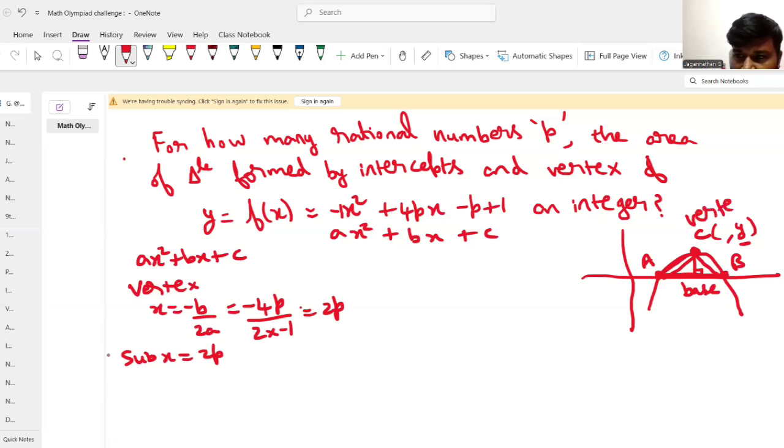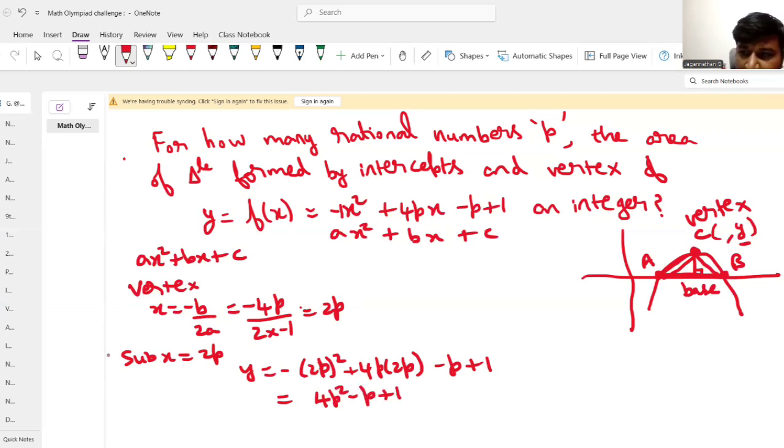So my point C is my vertex. See what's happening: y equal to minus of 2p the whole square, plus 4p times 2p minus p plus 1. This gives me 8p square minus 4p square, so 4p square minus p plus 1 will be the height of my triangle.